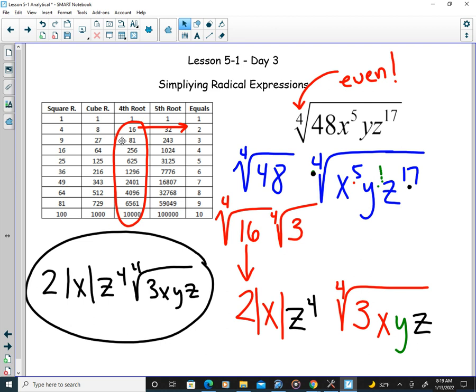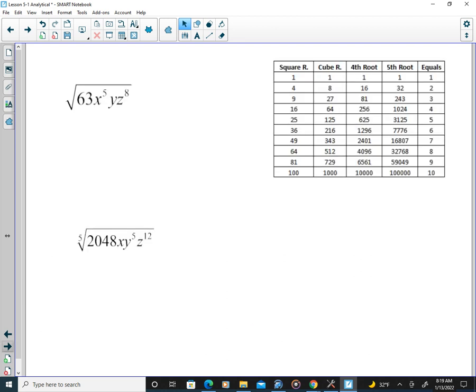And again, I keep saying this, but I want to see all of the steps. In order for you to receive full credit, you need to show your work. I'm not going to give you that many problems to work out. So show your work. So let's do a couple more examples here.